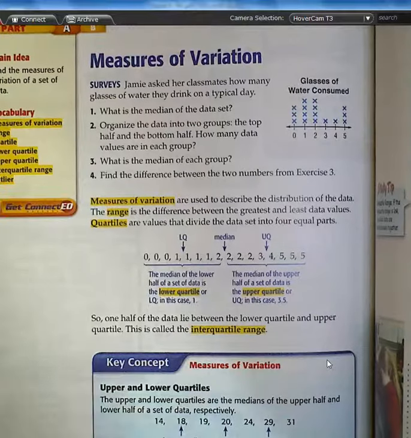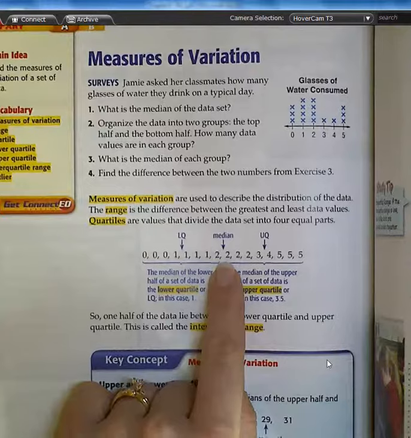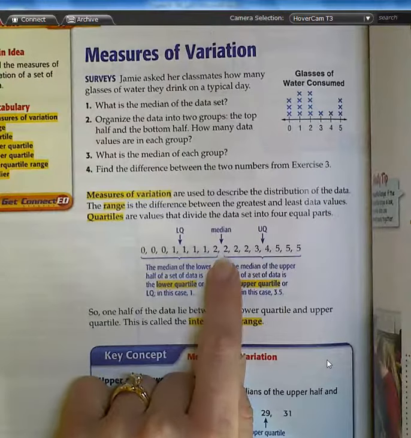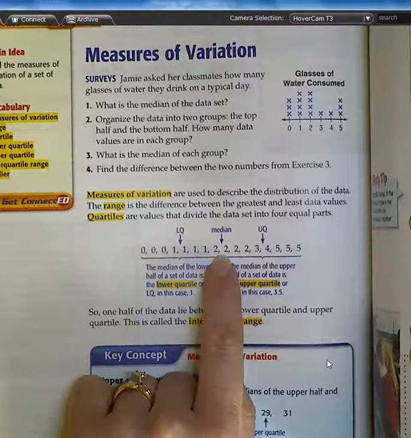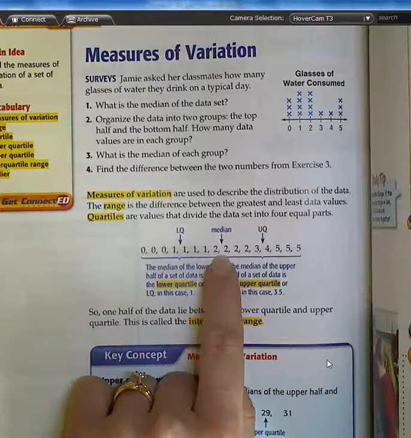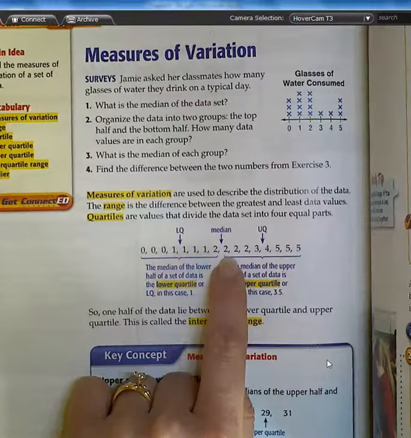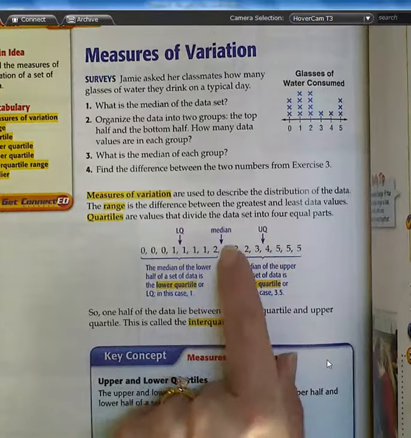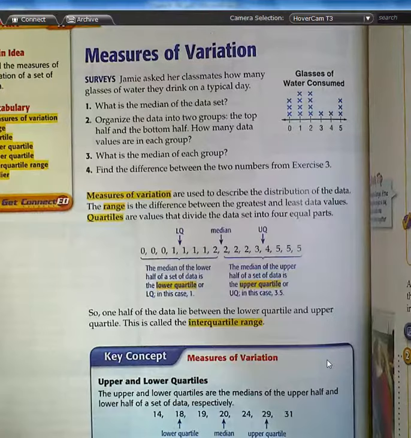And so, we know the median divides the data in half, right? And there are 2 2's in the middle. The average of 2 and 2, you could add it together and divide by 2, but if you have 2 of the same number, it's just 2. Notice that the median is not part of the data.